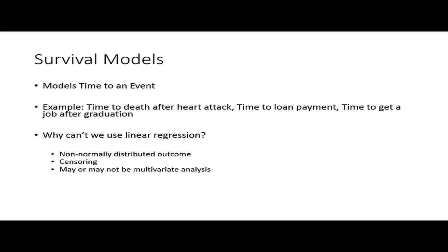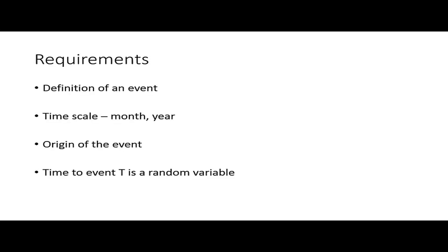Whether it's heart attack, loan payment, or getting a job, we know that this is my beginning period, and at this point in time the event happened. That is all we have. We can model the time to event using a survival model in such a scenario, even without having explanatory variables. We cannot, of course, do that using linear regression. So that's the main difference between survival analysis and regression based models.